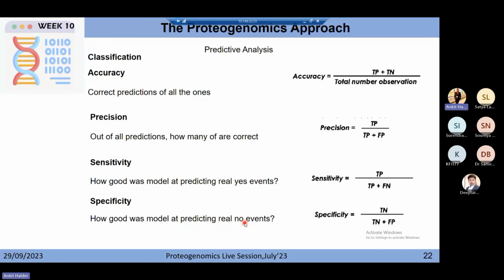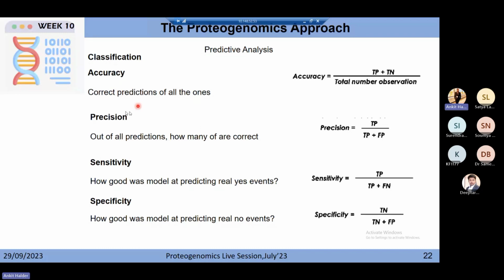But how will you calculate how accurate your model is, or how accurate your set of protein or gene markers that you are claiming is? So that's where the role of the different parameters comes in, which you will be checking or calculating after your model is generated.